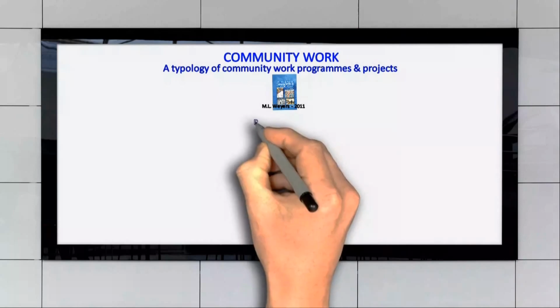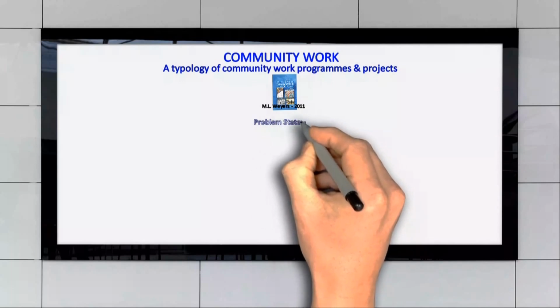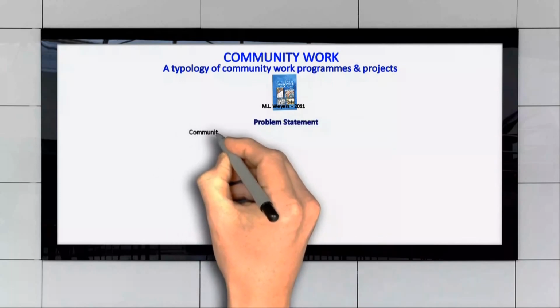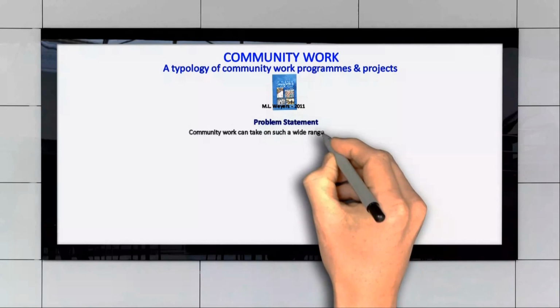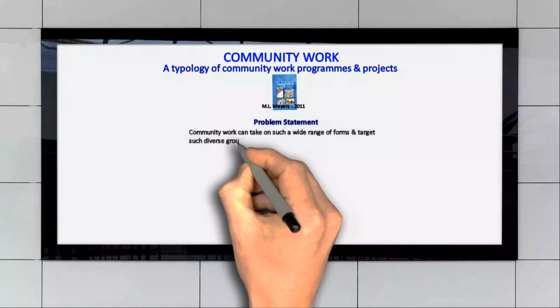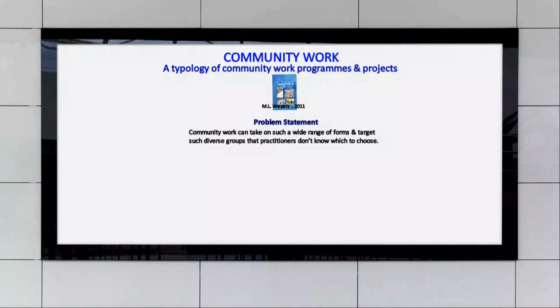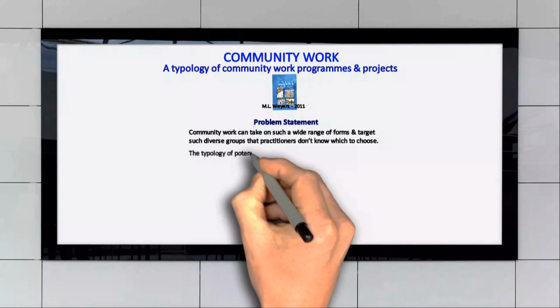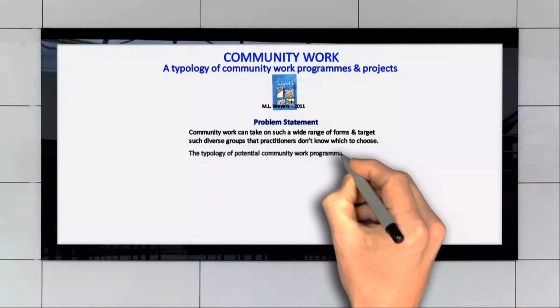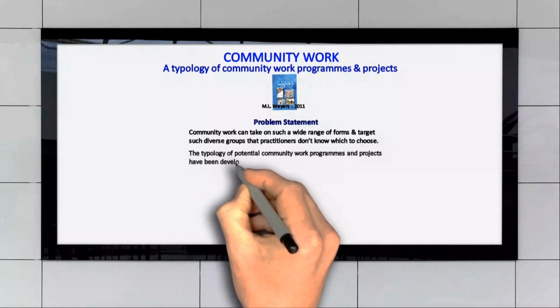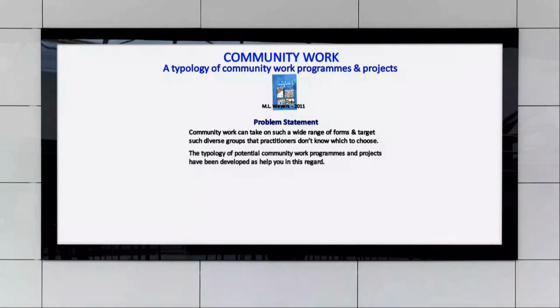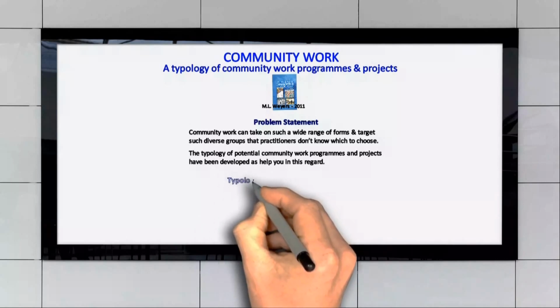Community work programs and projects can take on such a wide range of forms as well as target such diverse categories of people that you might sometimes be at a loss as to which ones to choose. In order to provide some guidance in this regard, a typology of potential community work programs and projects has been developed. This typology could be used as a basket of services from which you can choose an appropriate intervention, as well as an indicator of the types of community work services that could be undertaken.